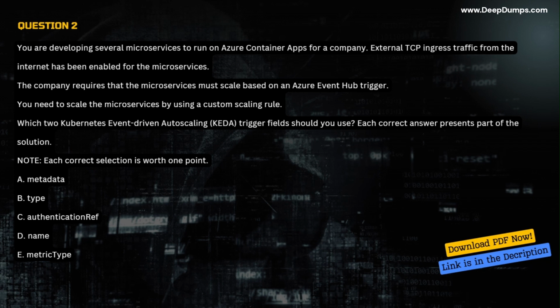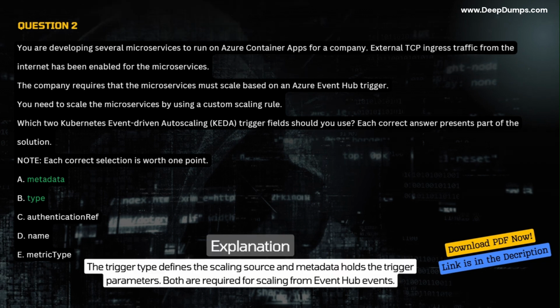A. Metadata. B. Type. C. Authentication ref. D. Name. E. Metric type. Correct answer A and B. Metadata. Type. Explanation. The trigger type defines the scaling source and metadata holds the trigger parameters. Both are required for scaling from Event Hub events.